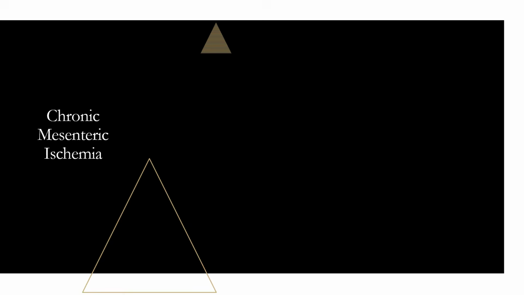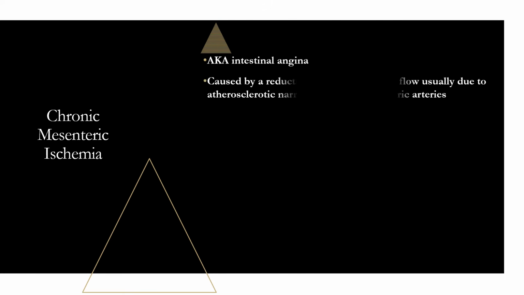Okay, so that's IBS. Let's move on to chronic mesenteric ischemia. Not a whole lot to know with this one, so let's briefly go over the things that you do need to know. This is also known as intestinal angina, and we'll go over why that is in just a minute, but chronic mesenteric ischemia is caused by a reduction, so ischemia, in the intestinal blood flow, and it's usually due to atherosclerotic narrowing of the mesenteric arteries.